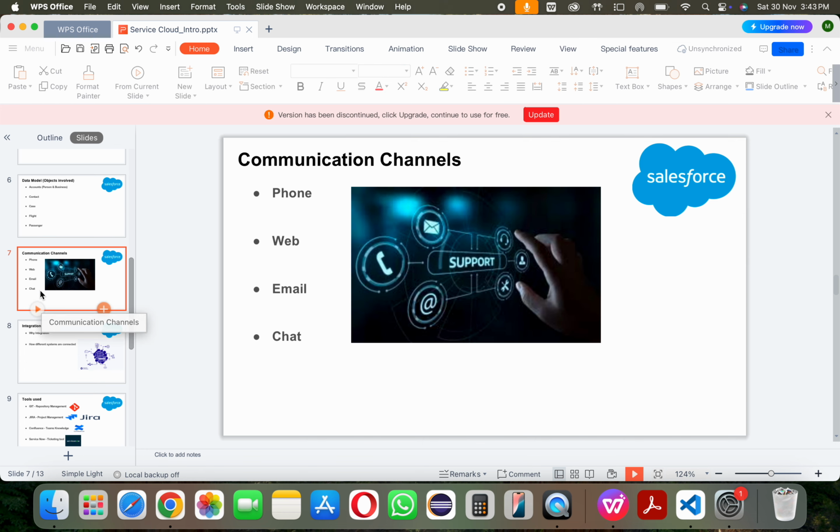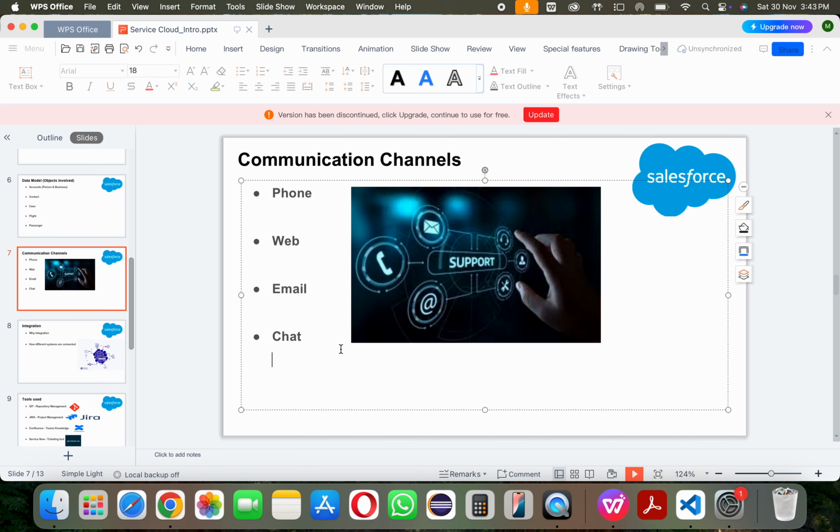Next comes communication channels. When you think about contact centers, service cloud, a contact center is where a customer can contact and raise a request. That's the reason we call it a call center, contact center. So how many ways can I reach the contact center? That is what we call communication channels.